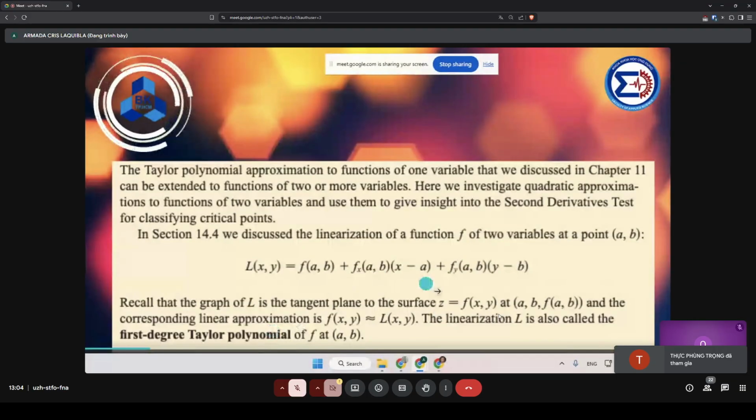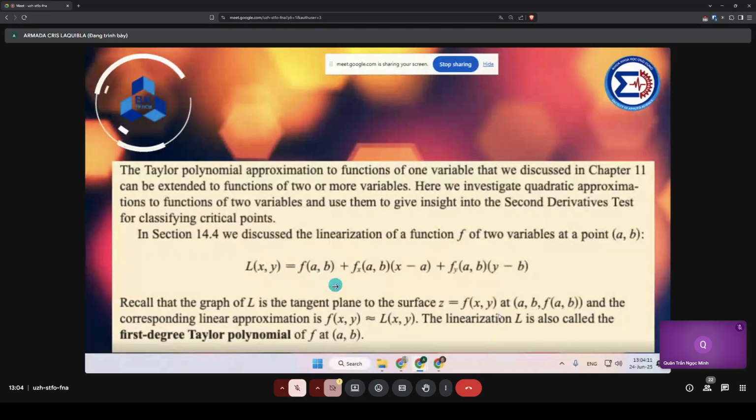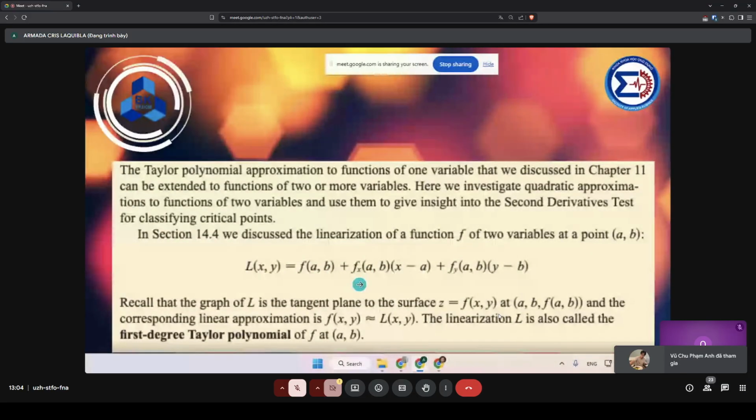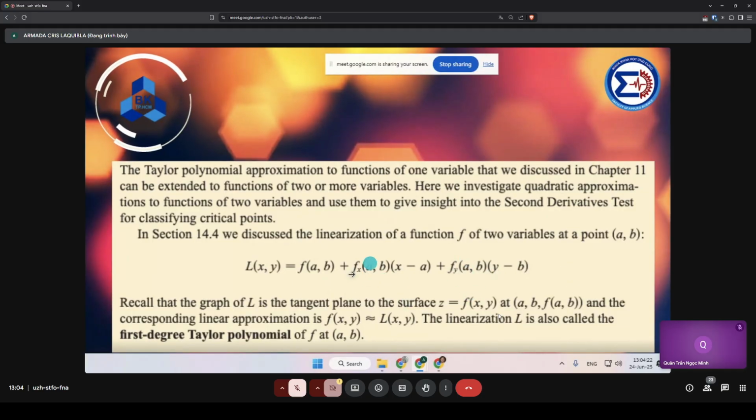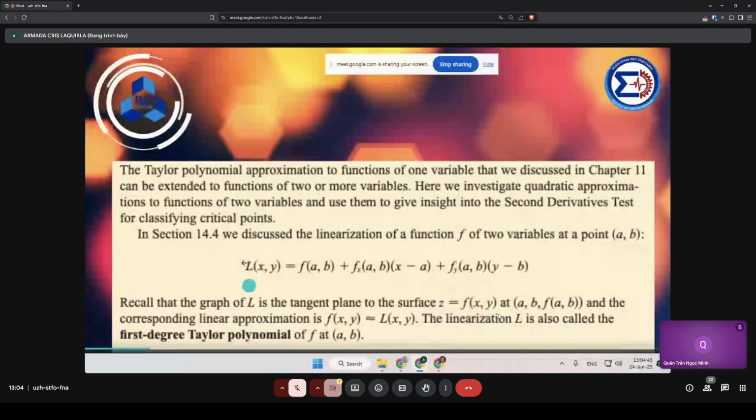So what are you going to do here first to get this? You have to get the partial derivative of f with respect to x first, and then f_y. Then after that, you substitute the point (a, b) there, and each one becomes a number. Then you multiply that with x minus a, and this one you multiply with y minus b, and you will form a polynomial.